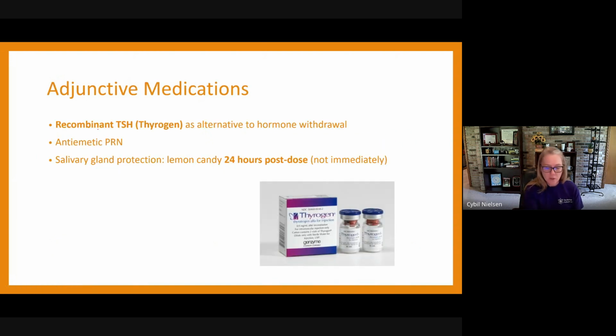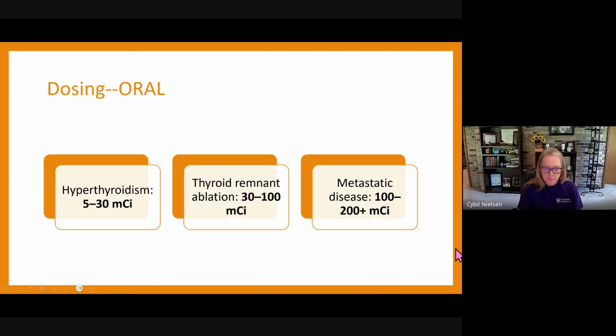All right, so here's the recombinant TSH. TSH is also thyrotropin. It's an alternative to removing them from their thyroid hormones. We don't want to remove them from their hormones because it makes them very lethargic and low energy and just very sick. All right, so that's the Thyrogen there.